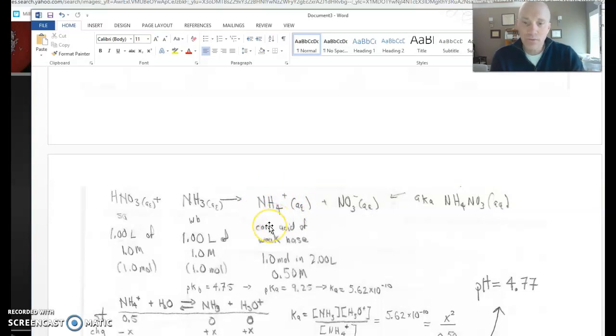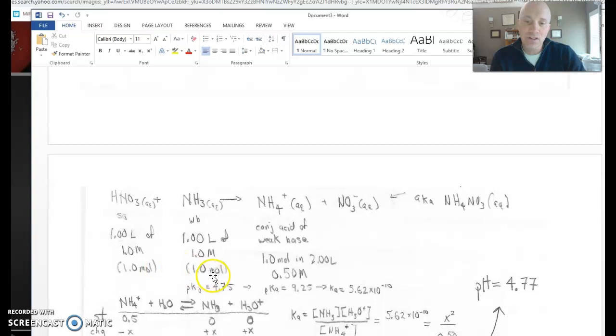All right, so first of all, to calculate the pHs, we need to know the amounts of these things that went into the neutralization. Here I'm going to say that we've got a liter of a 1 molar solution of nitric acid, a liter of a 1 molar solution of ammonia. We can calculate, well, that would give us 1 mole of this and 1 mole of this right here.